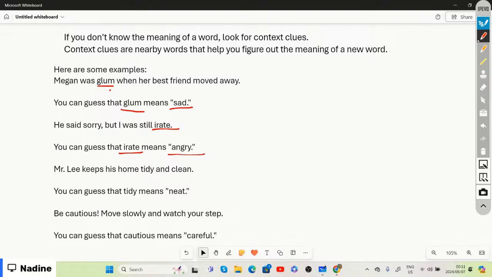And then another one says Mr. Lee keeps his home tidy and clean. So tidy, tidy and clean. And another word for tidy is where you keep it neat and clean, because tidy means neat.